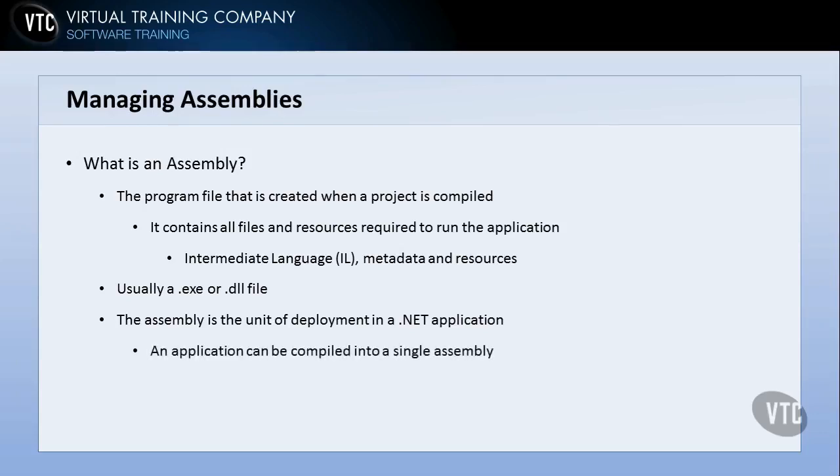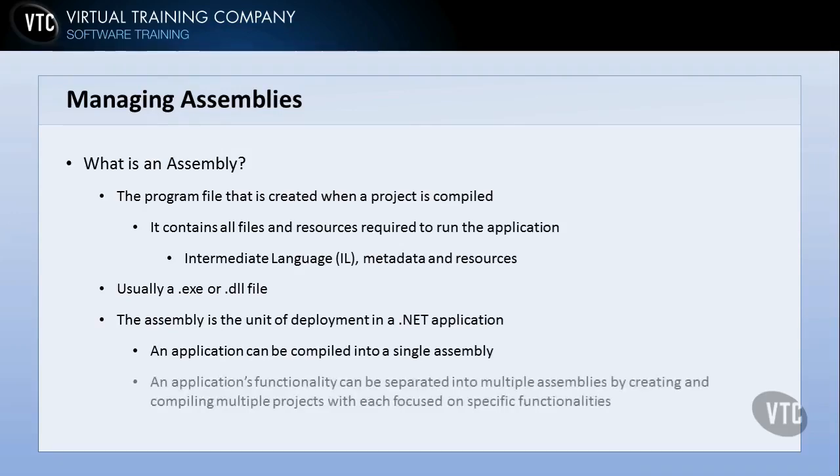Now, an application can be handled two ways with assemblies. It can be compiled into one single assembly, or the functionality can be separated into multiple assemblies, and then we can have different assemblies out there that are shared amongst various applications quite easily. What we'll end up doing there is creating and compiling multiple projects with each one focused on special functionalities. Now, there's a lot of possibilities here with how you treat your assemblies, multi-file assemblies, and so forth. Those are outside the scope of this course and the exam, so just pay attention to the single file assembly, but just know you can do multiple single file assemblies and break the functionality into each one.